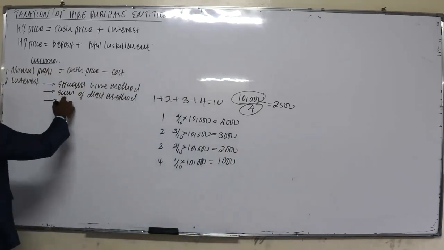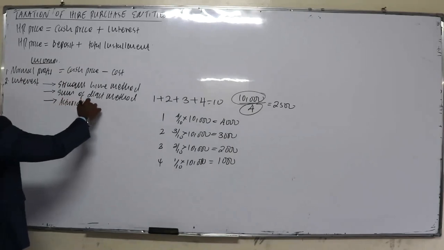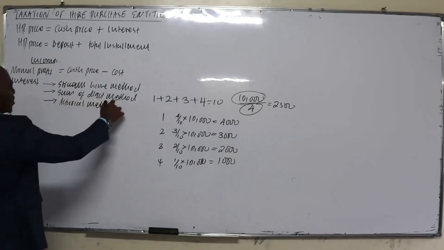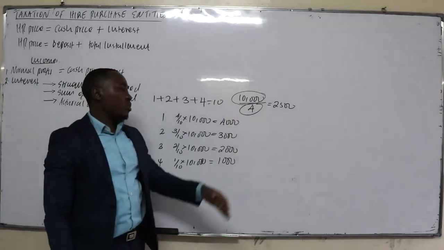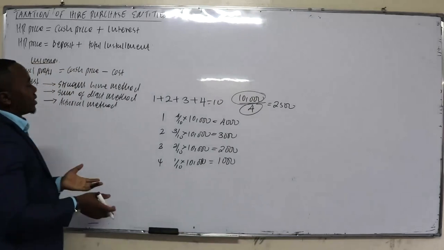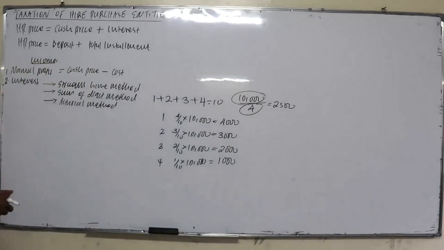And then lastly, you can use the actuarial method. Now, actuarial method is all about determining the present value of the expected interest during that period. As simple as that. So now let's go through what we have in our notes.